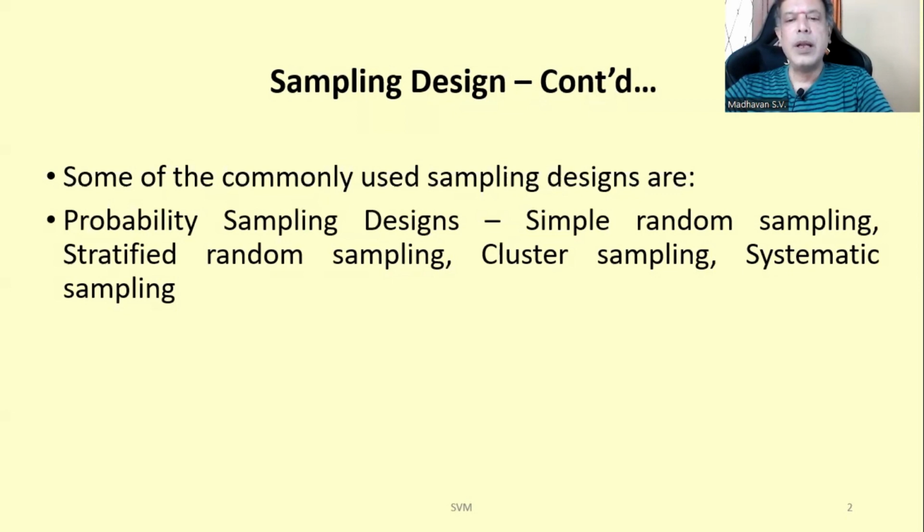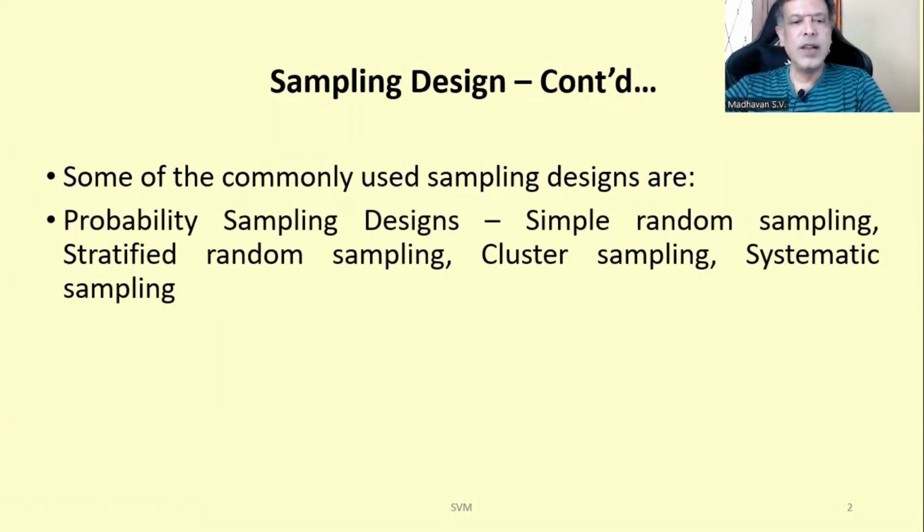This can also be done generally based on random numbers. If the population size is very small, then we can go for the lottery method. Otherwise, we can go for random number generation, and from random numbers, we can do this sampling. That is basically your simple random sampling.